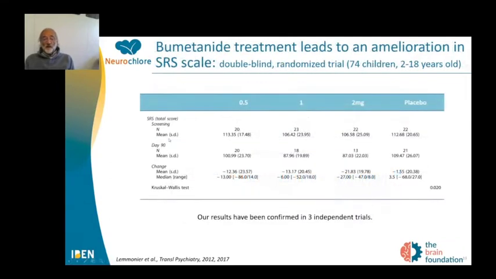We also use the SRS scale, the Social Responsiveness Scale, filled in by the parents, again on the same trial. You can see again that the reduction of the SRS scale is much more significant in treated children: 12, 13, 21 at 2 milligrams, and only 155 in placebo. This is highly significant, according to the authorities. Now, our results have been confirmed in 3 independent trials, suggesting, after 5 trials, that we are on the way to something interesting.